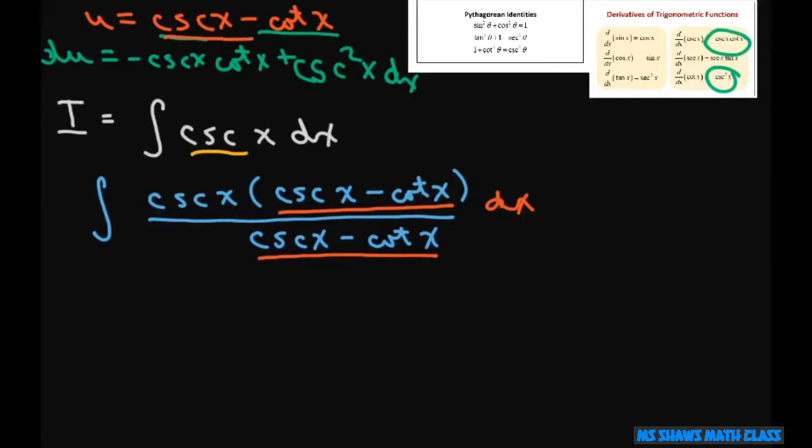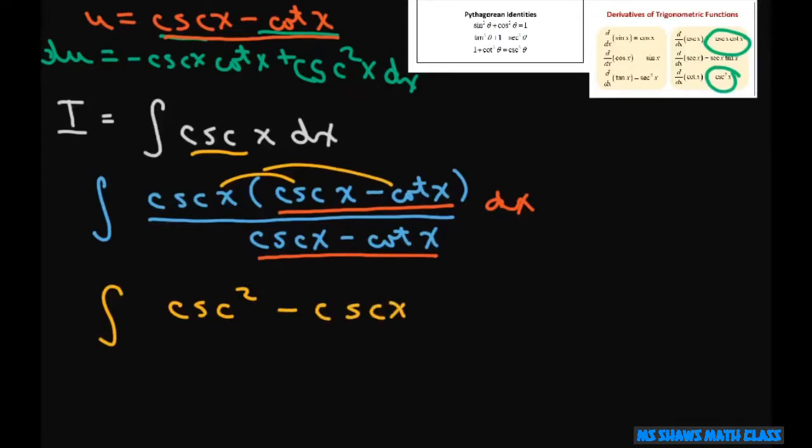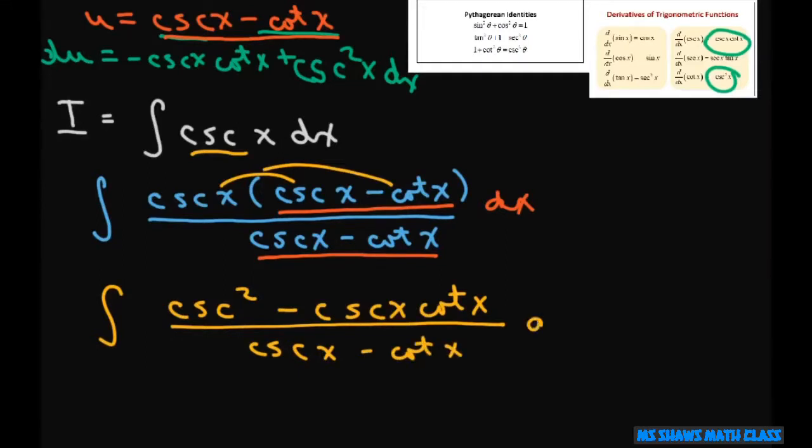Now, looking at that, we have our u set up. But what I want to do is go ahead and distribute this right here. So that's going to give you cosecant squared minus cosecant x times cotan x, divided by cosecant x minus cotan x dx. Now let's look and see what we have. We have this piece here, which is your du. I just switched this around. So basically, your denominator is going to be your u.